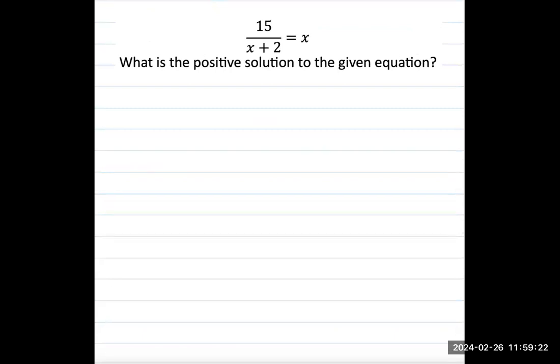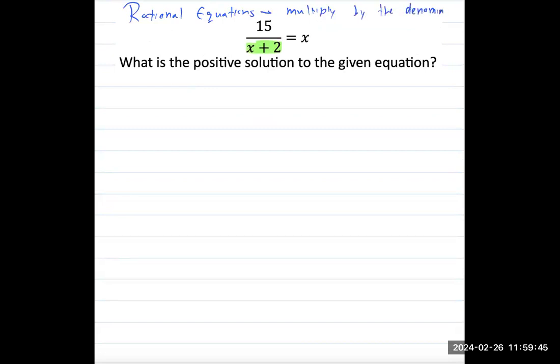Here we're being asked for the solution to this rational equation. We know it's a rational equation because it has an unwanted denominator, a polynomial denominator. Without that x plus 2 there, this question would be much easier. And so for rational equations, you want to multiply by the unwanted denominators.